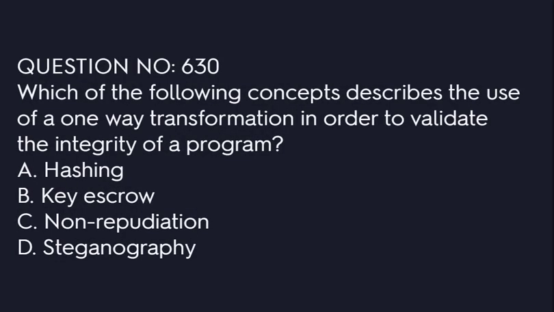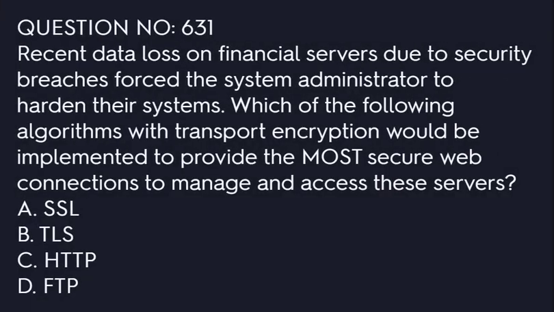Question number 630. Which of the following concepts describes the use of a one-way transformation in order to validate the integrity of a program? A. Hashing. B. Key escrow. C. Non-repudiation. D. Steganography. A. B.